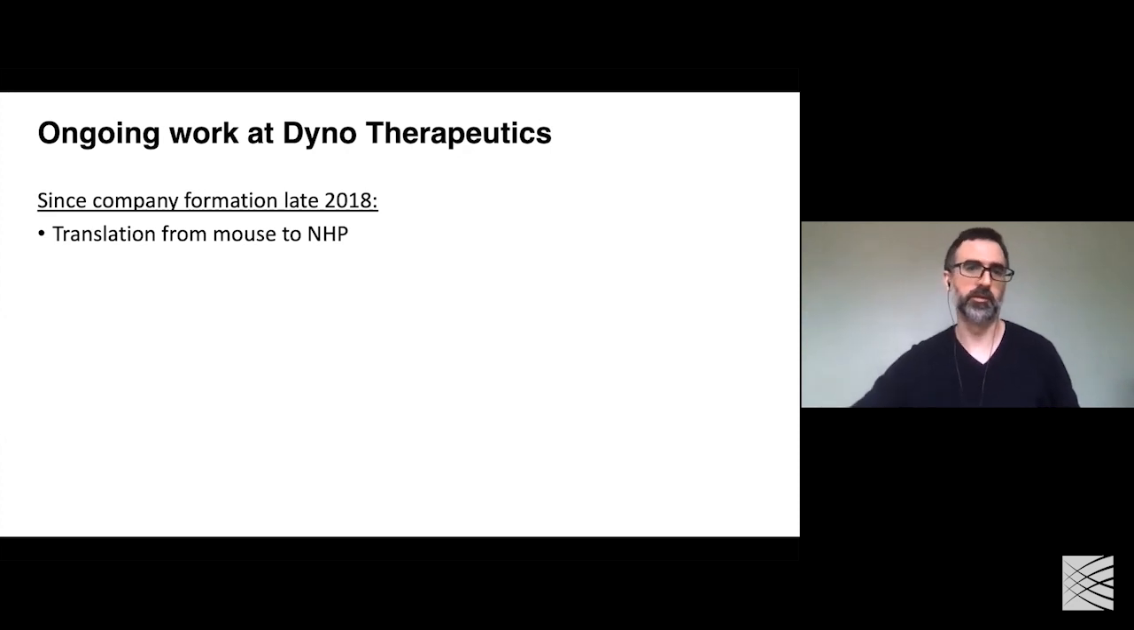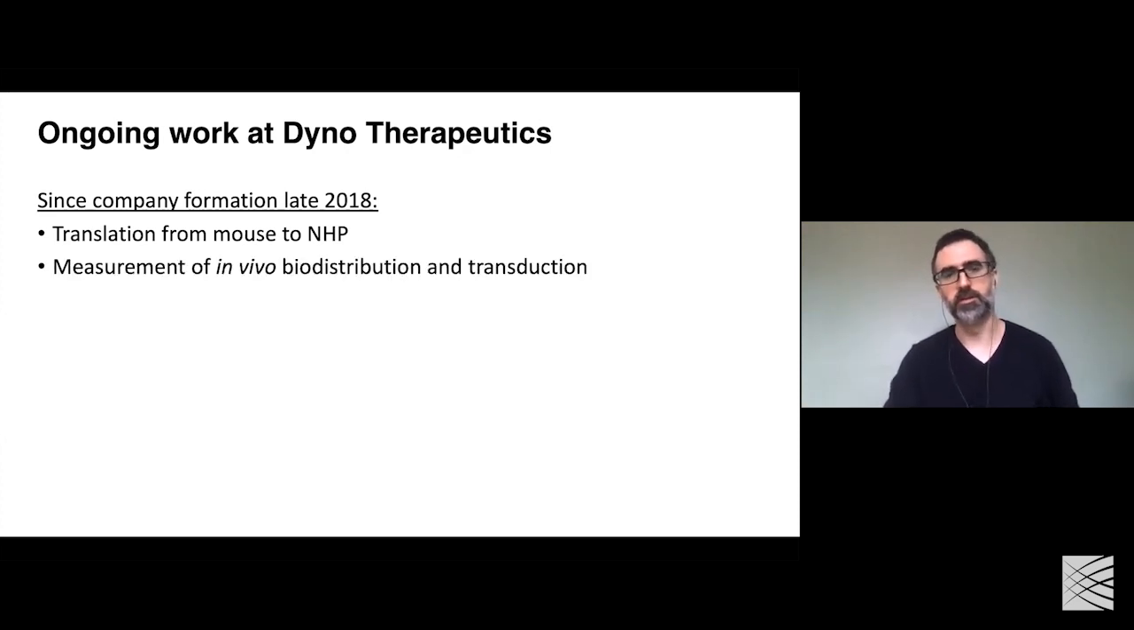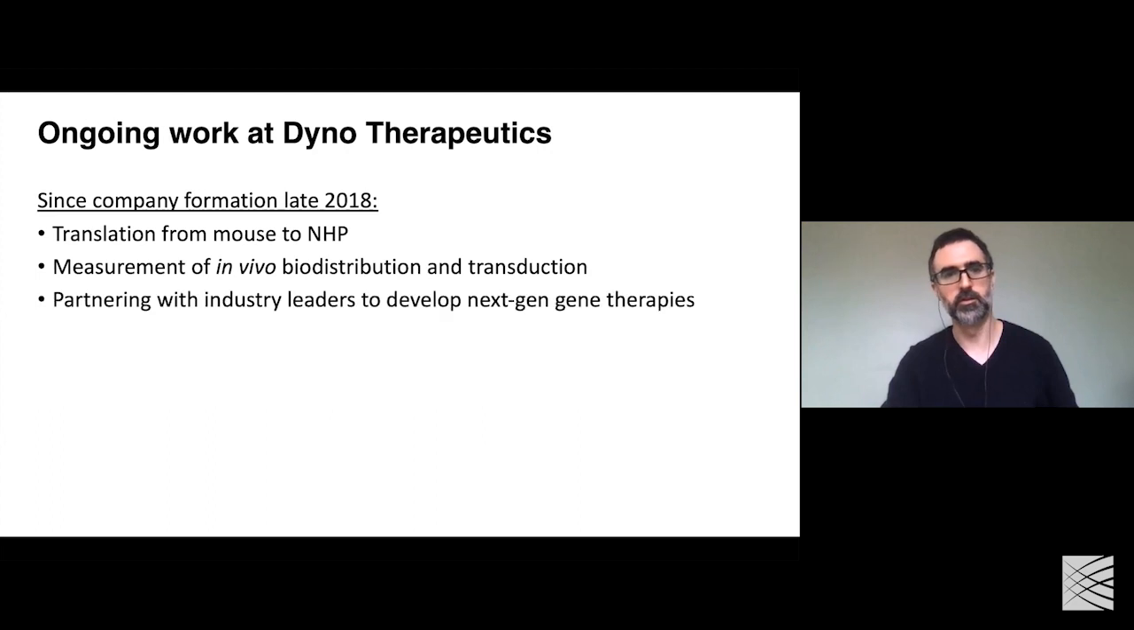So a few things we've been focusing on since that work, which was published in Science last year: translation from mouse to NHP. Also measuring not just the in vivo biodistribution, but also the transduction, meaning the expression of the viral genomes within the target organs. Partnering with leaders in industry. In this case, Dyno has signed partnerships with Novartis for AAVs in the eye and Sarepta for AAV gene therapies in the muscle, where Dyno develops the capsids and our partners are responsible for the clinical development and eventual sales of those products.